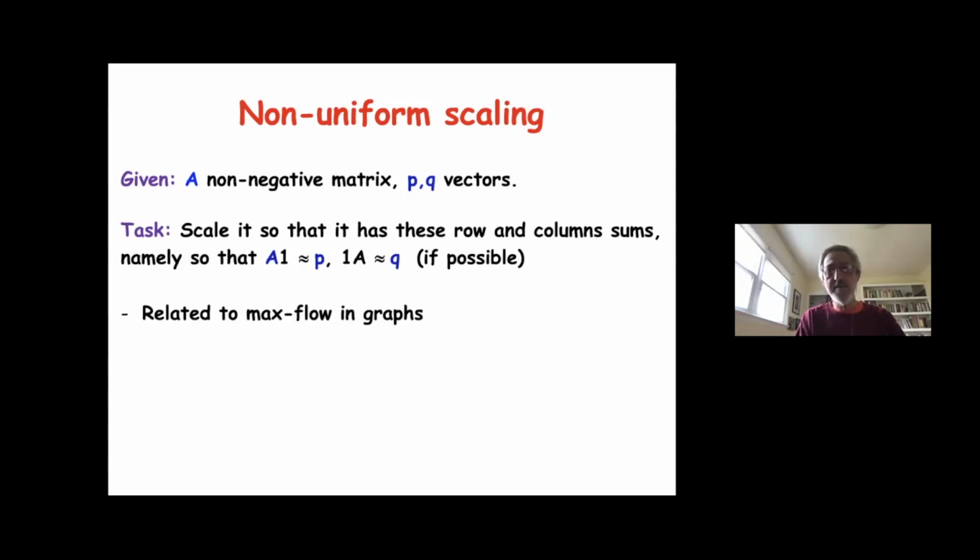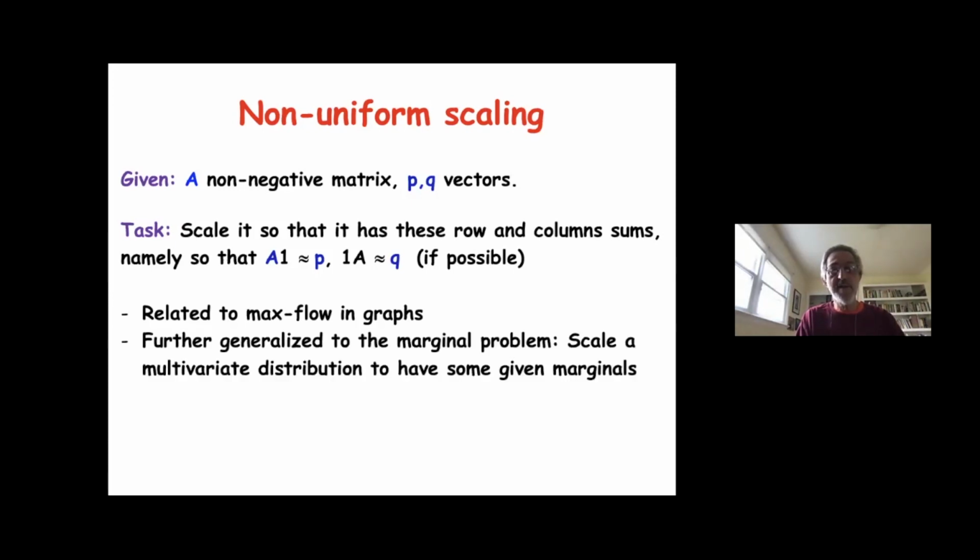And there are reasons to do this. In particular, it's related to max flow in graphs, and it's an important special case of the marginals problem, where you can think of a matrix as a two-dimensional distribution, and you are trying to scale it to have particular marginals.